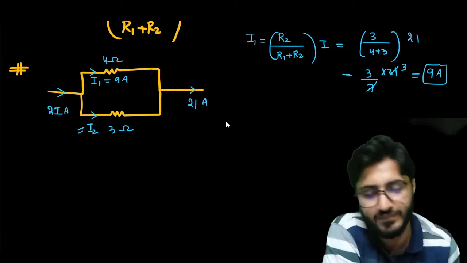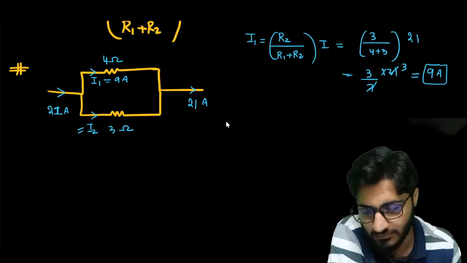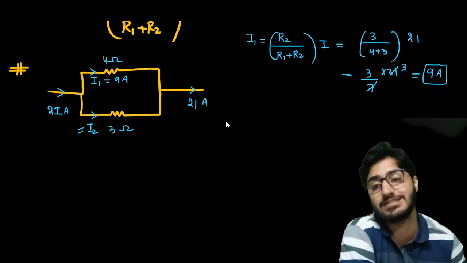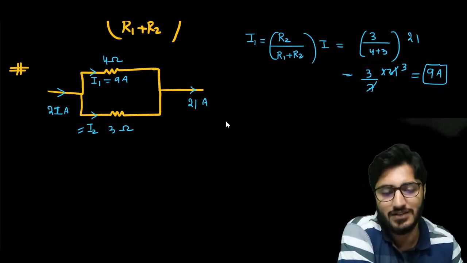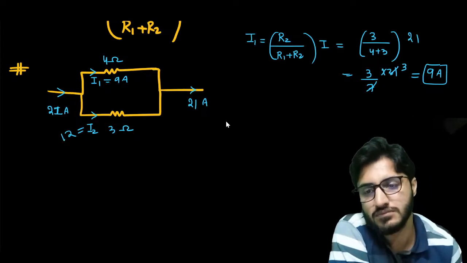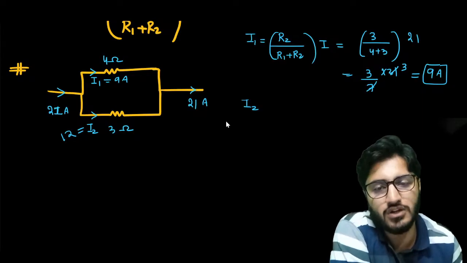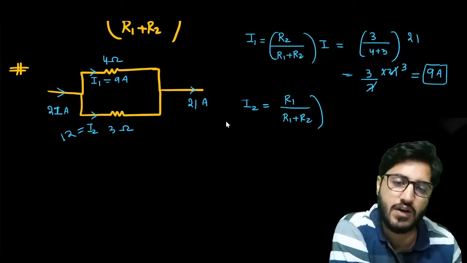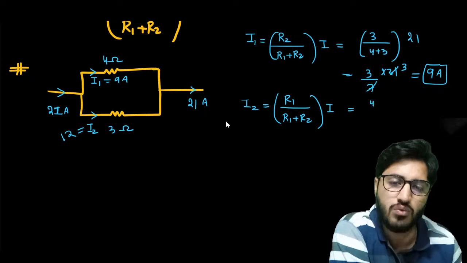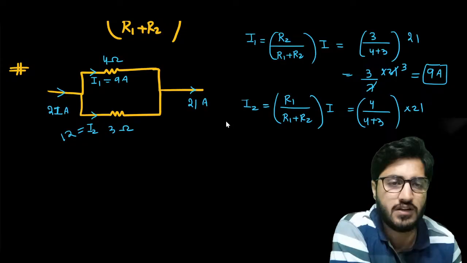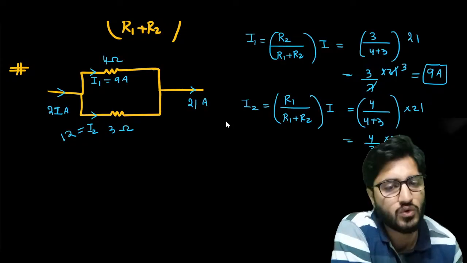So how much is I2 now? What will be the value of I2? It will be 21 minus 9, so my value would be 12 ampere. I can get it by the formula also. I2 is R1 divided by R1 plus R2 multiplied by I. R1 is 4, divided by 4 plus 3, multiplied with 21. So it is 4 divided by 7 into 21: 7 3 21, 4 3 are 12. It is 12 ampere.